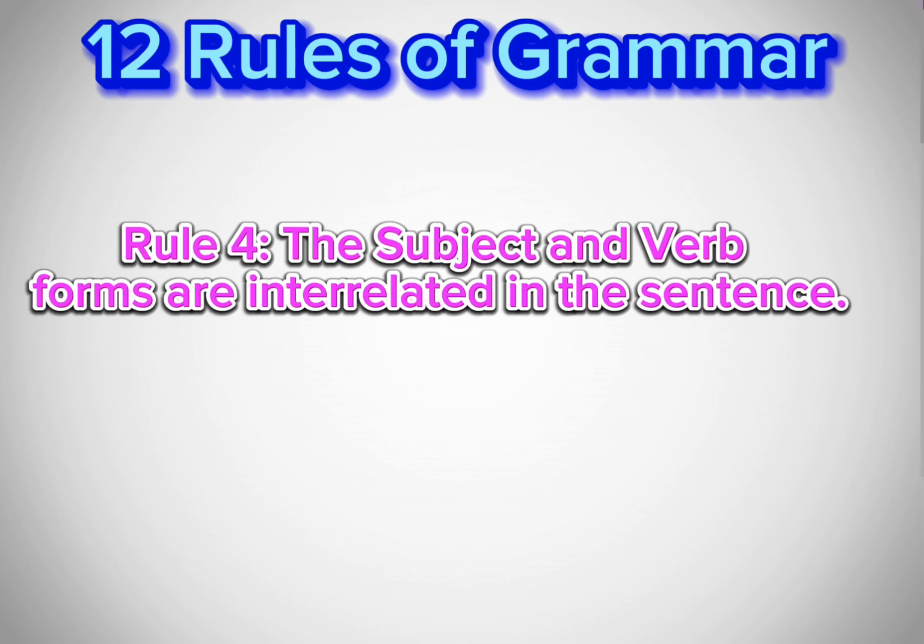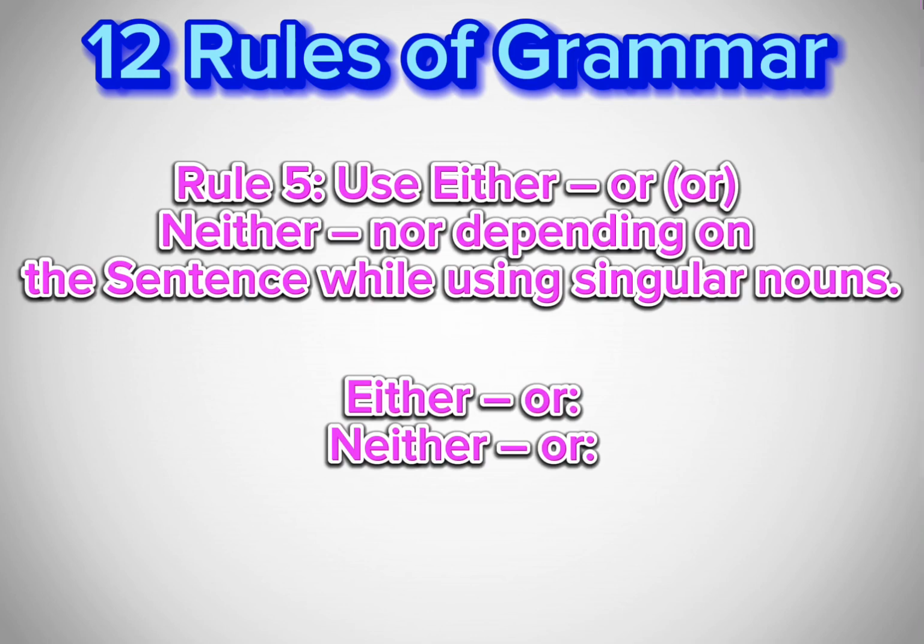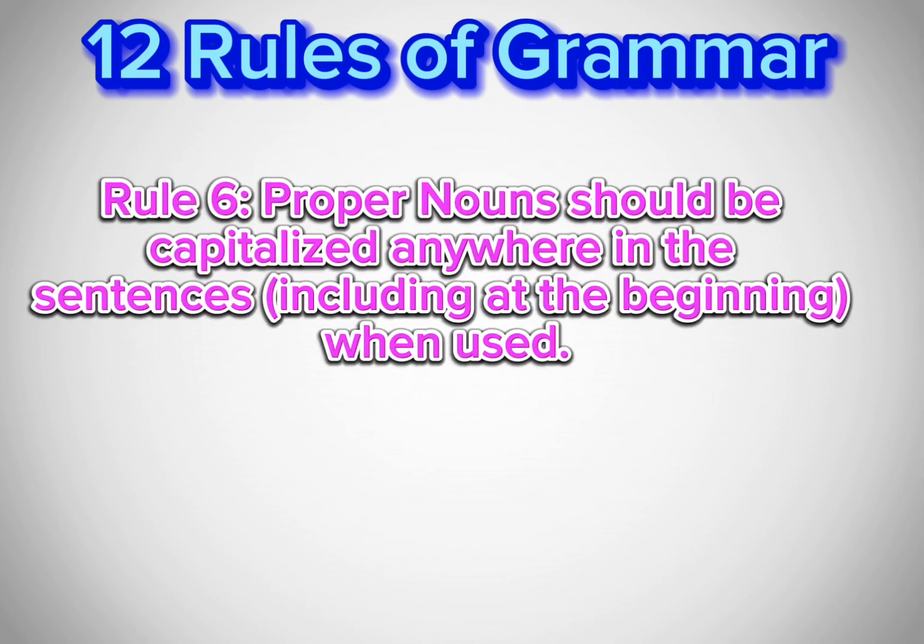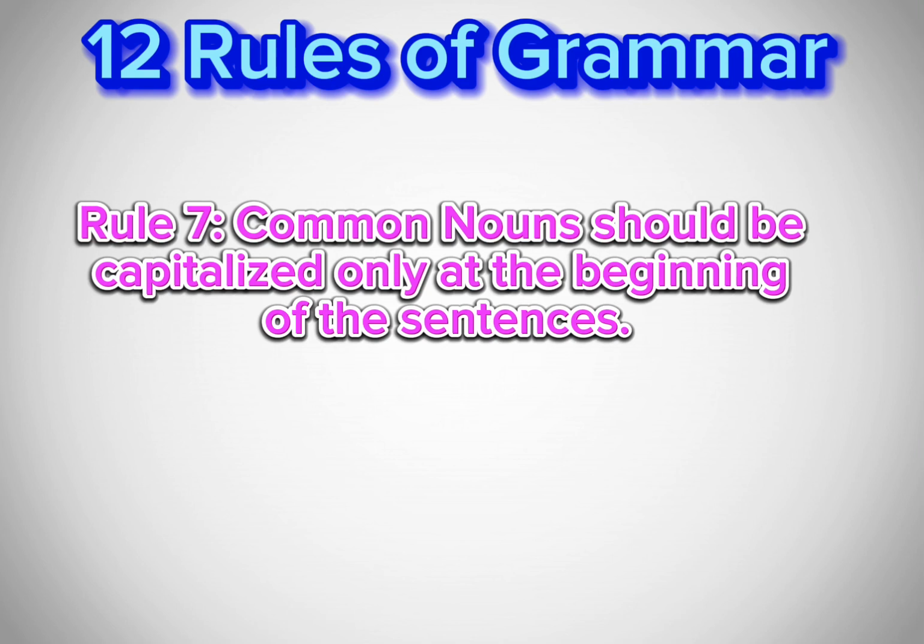Rule 4. The subject and verb forms are interrelated in the sentence. Rule 5. Use either/or and neither/nor depending on the sentence while using singular nouns. Rule 6. Proper nouns should be capitalized anywhere in the sentences, including at the beginning when used. Rule 7. Common nouns should be capitalized only at the beginning of the sentences.